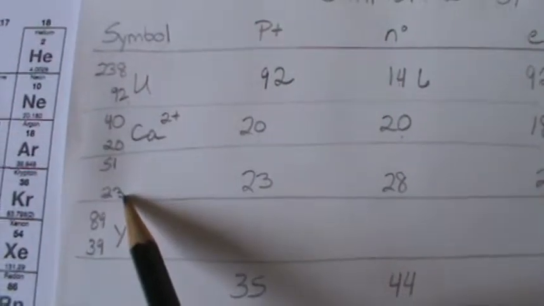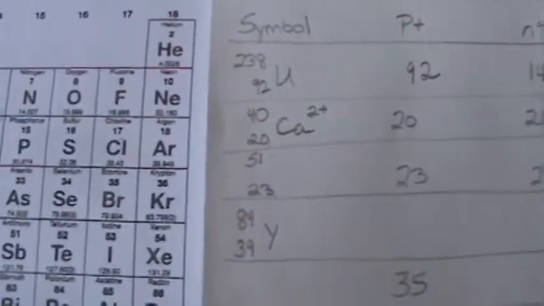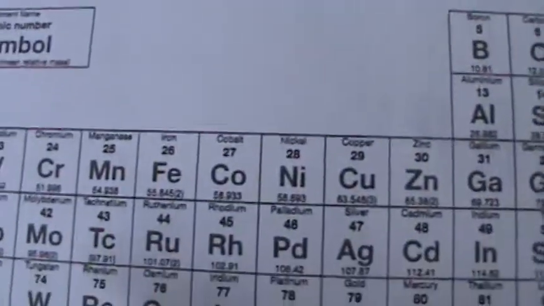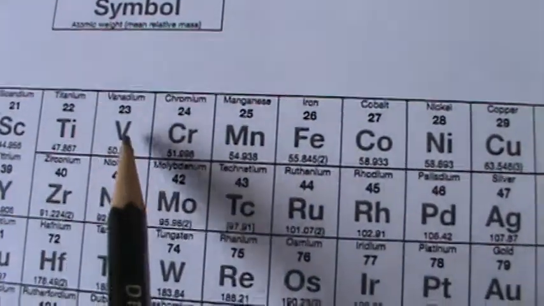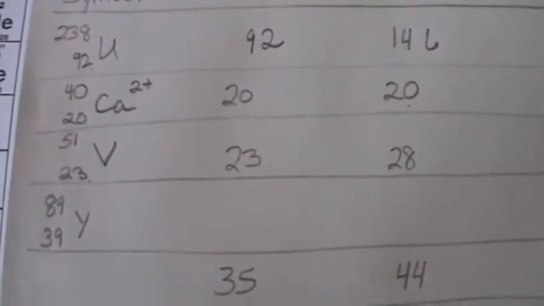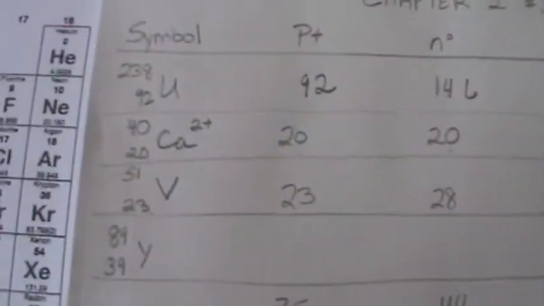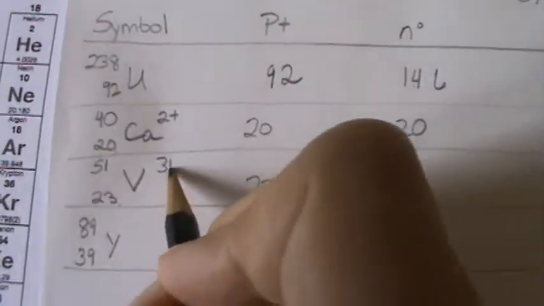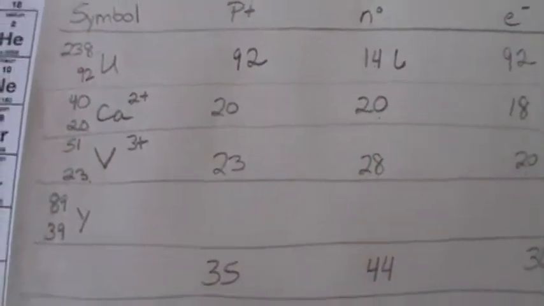Okay, so we find number 23 and we kind of zoom in over here and we find that 23 is vanadium. Okay, so this one becomes a vanadium. And remember, we found that we had a 3 plus charge on this one, right over there. Okay, so we add it in here, 3 plus. Excellent.